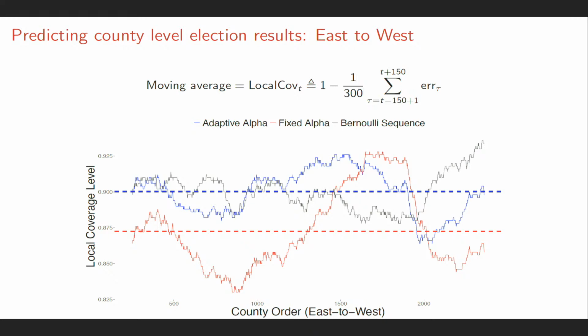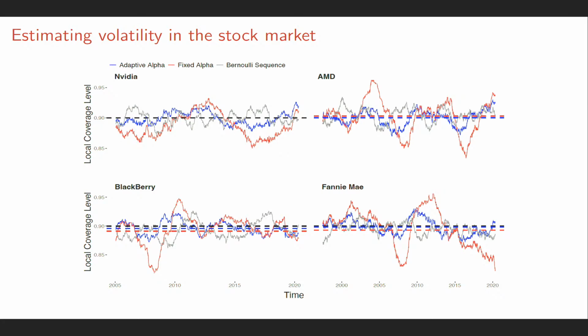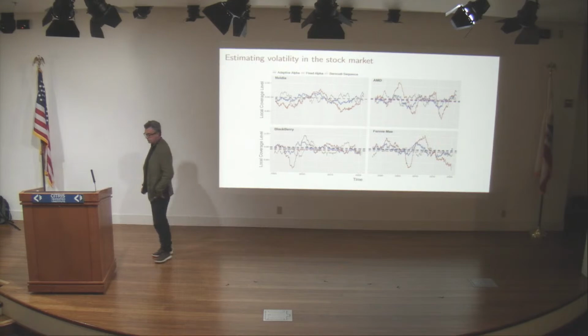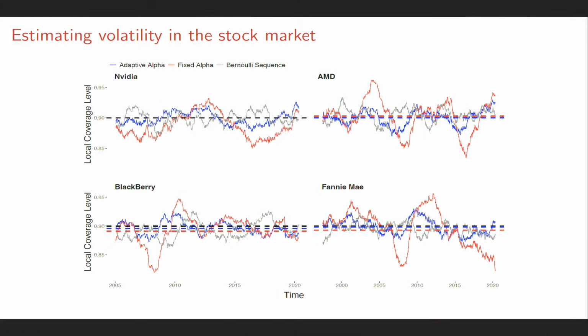All right. Different things where things have changed a lot. The stock market. So we're trying to now predict volatility in the stock market. In finance, you have two quantities of interest. You have the return of a stock, but you also have the squared return, which is what people say is the volatility. You don't care about the sign. You just care about the magnitude of the change. Here we're trying to predict volatility.